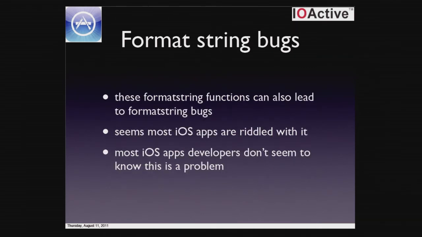Obviously, if you've got format functions, then they can be vulnerable to format string bugs. From what I've seen, almost every iOS app I've ever looked at, I think out of a dozen or so, 10 or 11 of them have had at least one format string bug. So it's rampant among iOS apps, one of the most common bugs on iOS apps. I think it's because most iOS developers aren't C or C++ programmers, and so they've never been exposed to format functions, and they don't really know how bad it can be. That's my only guess.